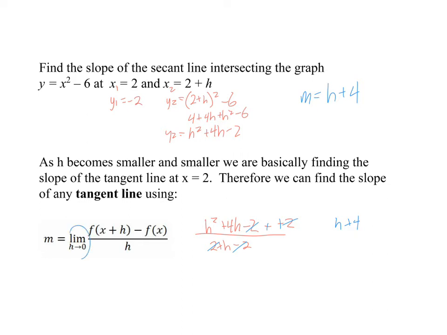So the only thing we do differently now is once we figure out what these slopes are, we do the limit as h approaches 0. So once we simplify it, you can see it's super simple. Plug in the 0, we get an answer of 4.